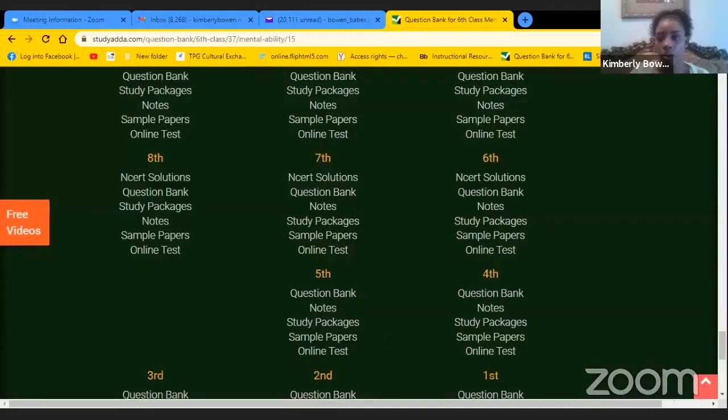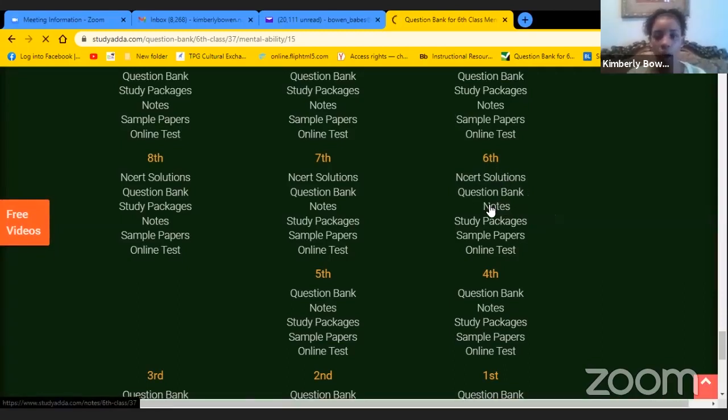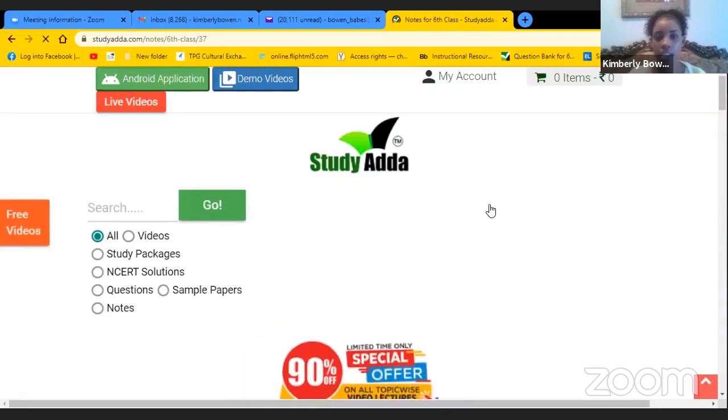For the Study At Our website, once you go to the website, you will be able to scroll all the way down to the bottom of the web page, and there at the green section reach the mental ability section. I'm not sharing my screen as yet. Let me go ahead and start the screen share. So you're scrolling all the way down to the bottom of the web page and selecting notes. We always try to select notes before we select the questions.